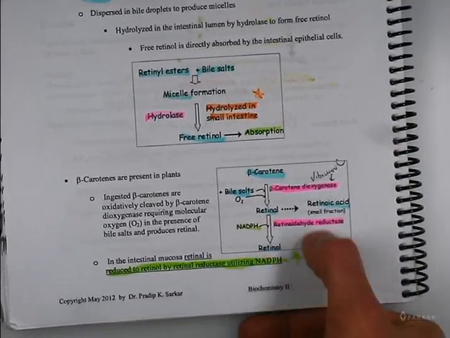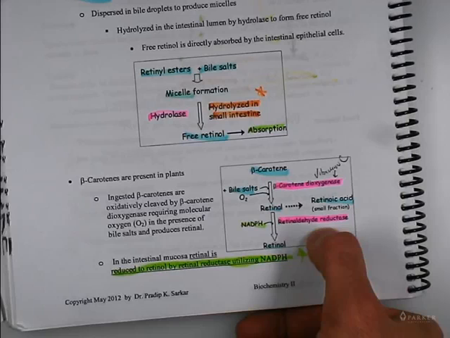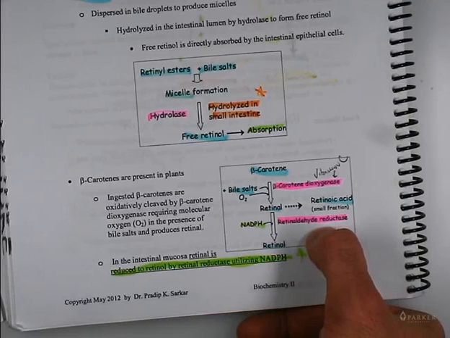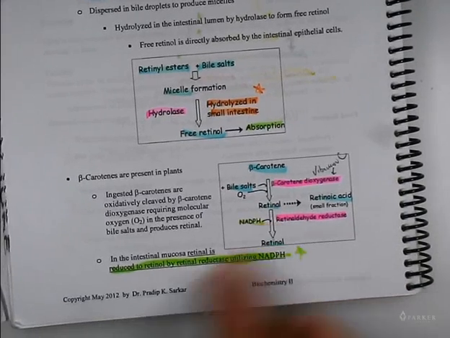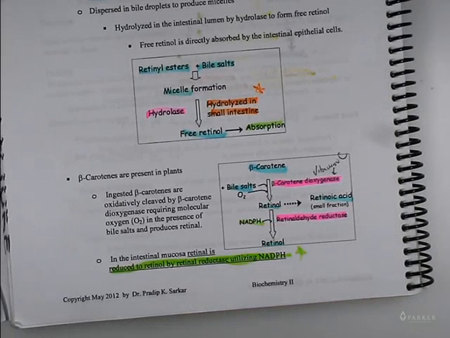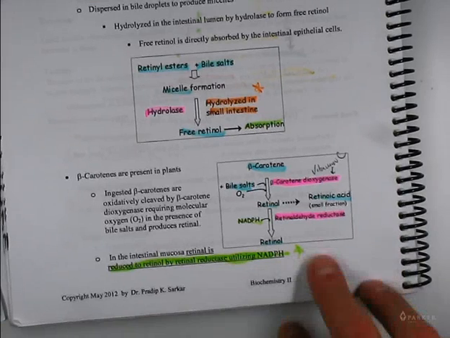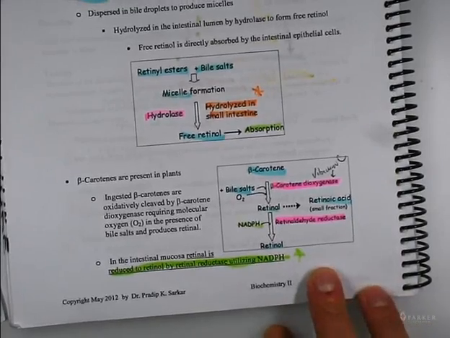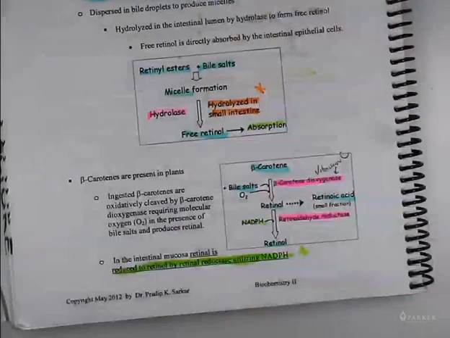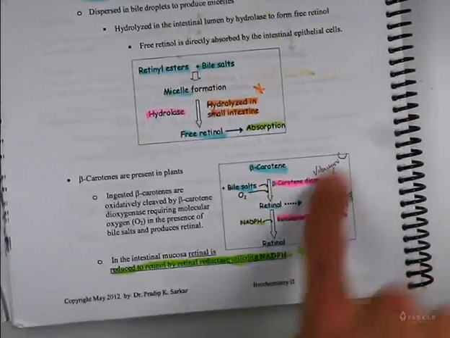Retinal can be reduced to retinol in the presence of the enzyme retinaldehyde reductase, which is NADPH dependent, because most biosynthetic reductive processes use NADPH. So I would know those two enzymes. Those are important for the formation of vitamin A from plant sources. Animal sources, it comes preformed, ready to go. We just have to break it down and absorb it. Plant sources, we have to do some conversions.